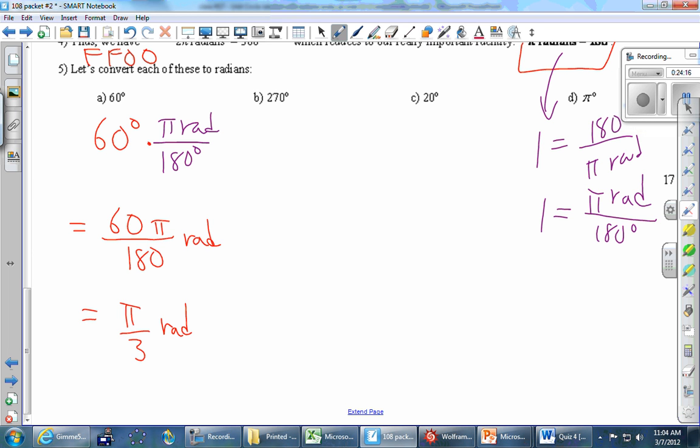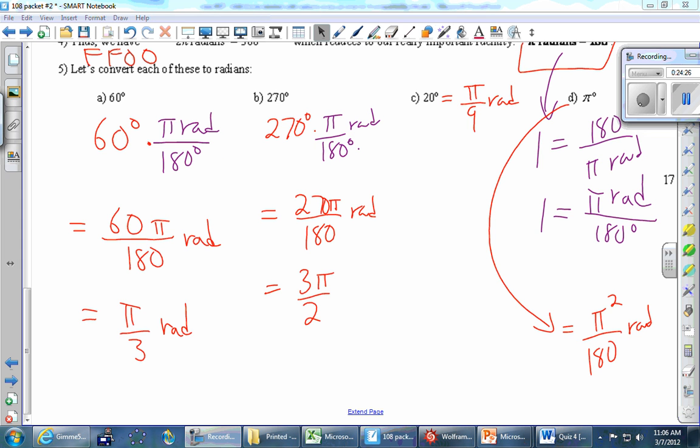Okay, can you guys try with your neighbors, B, C, and D? Again, the important thing is to multiply by the fancy form of 1 that's in purple. Okay, so we'll just have a look. Did we get 3 pi over 2 for the second one there? 3 pi over 2 radians. And then the third one, I got pi over 9. Is that all right? Okay, and then the fourth one, pi degrees.